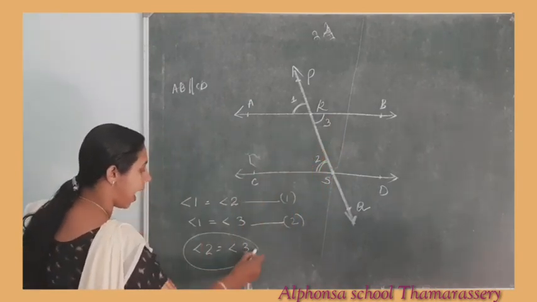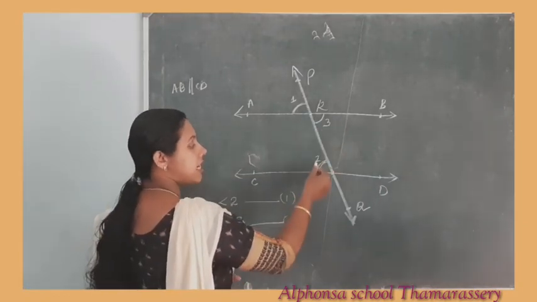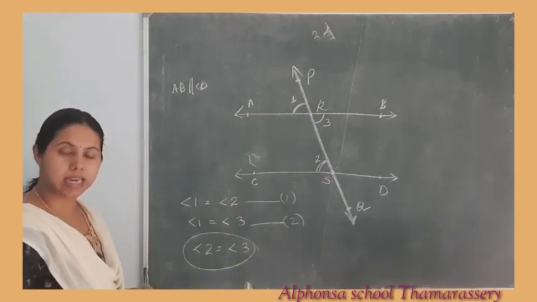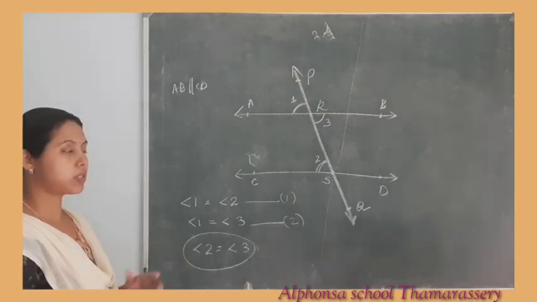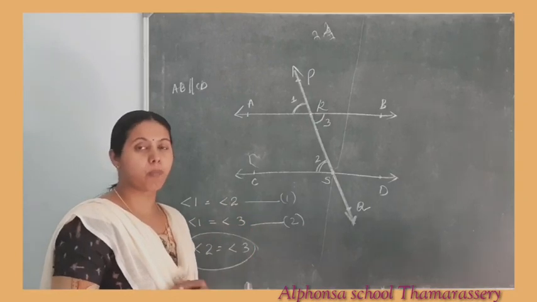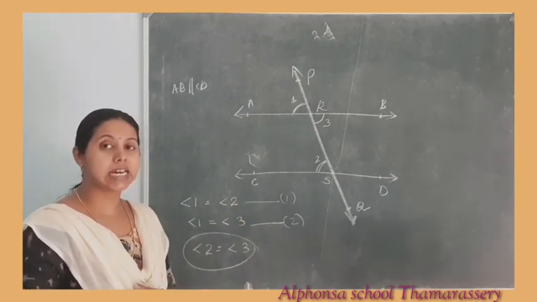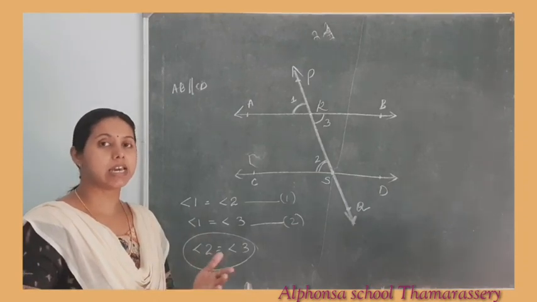Now we proved angle 2 equal to angle 3. That means the alternate interior angles are equal. So we proved that statement: if a transversal intersects two parallel lines, then each pair of alternate interior angles is equal.